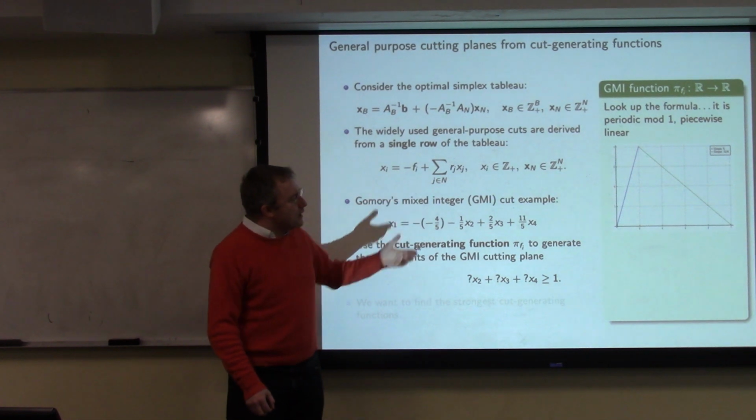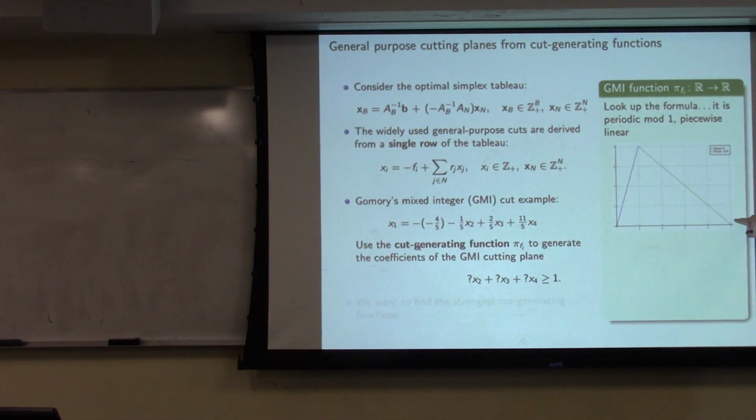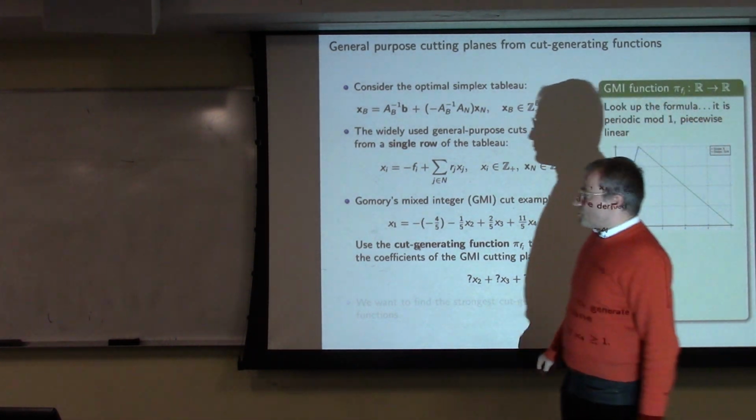This formula, if you plot it, just looks like this. So it's a piecewise function, but it involves only fractional parts. So it actually can be considered to continue periodically like this. So we are getting here a continuous sawtooth function, and so that's the graph of the Gomory mixed integer cut.